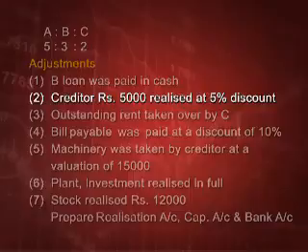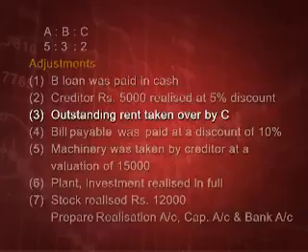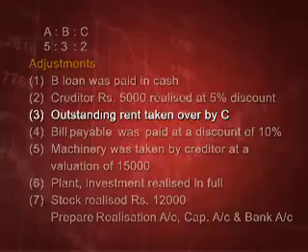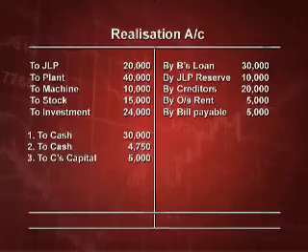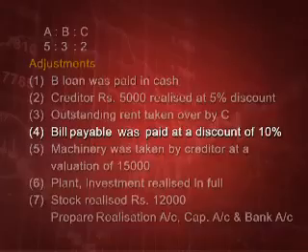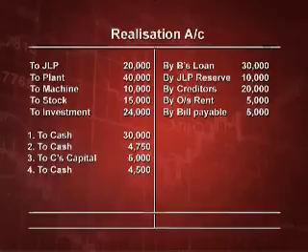Next point was creditors paid at 5% discount. The remaining creditors 5,000 to cash. 5,000 minus 5%, that is 4,750. Outstanding rent was taken over by C. So this outstanding rent 5,000 will be taken over by C, so it will be transferred to C capital account 5,000. And bill payable was paid at 10% discount to cash, that is 4,500. Now this was paid, so it will come in the cash account.